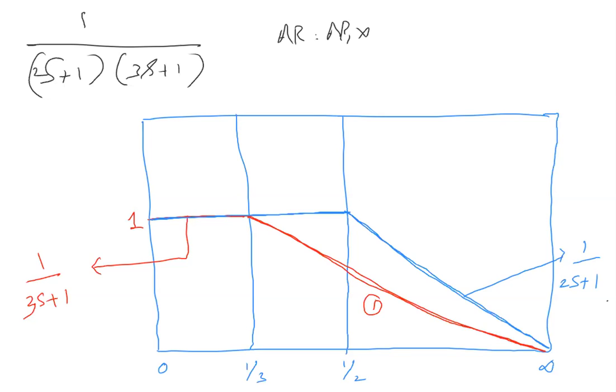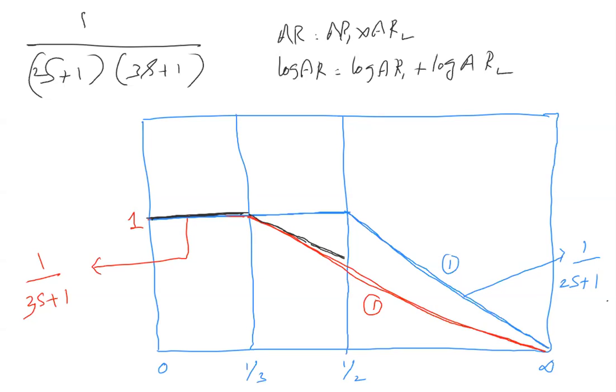AR1 into AR2. What is log AR? Log AR1 plus log AR2. Here also slope minus 1. So when we plot the overall graph, it will have a 1 here. Then it starts to decrease with a slope of minus 1. Then it goes with a slope of minus 2 here. Slope of minus 1 and slope of minus 2.